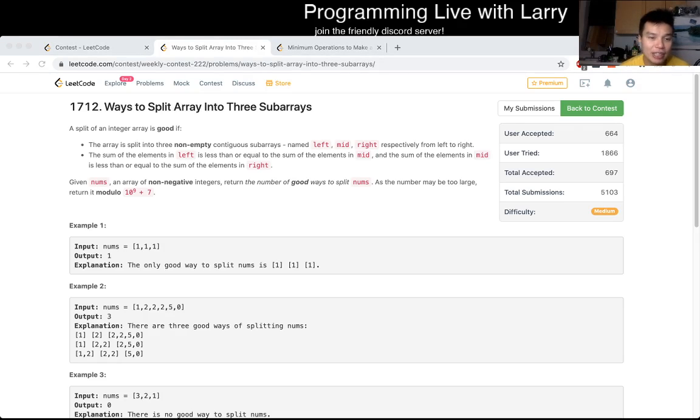This is Q3 of the weekly Leetcode contest, Ways to Split Array Into Three Subarrays.